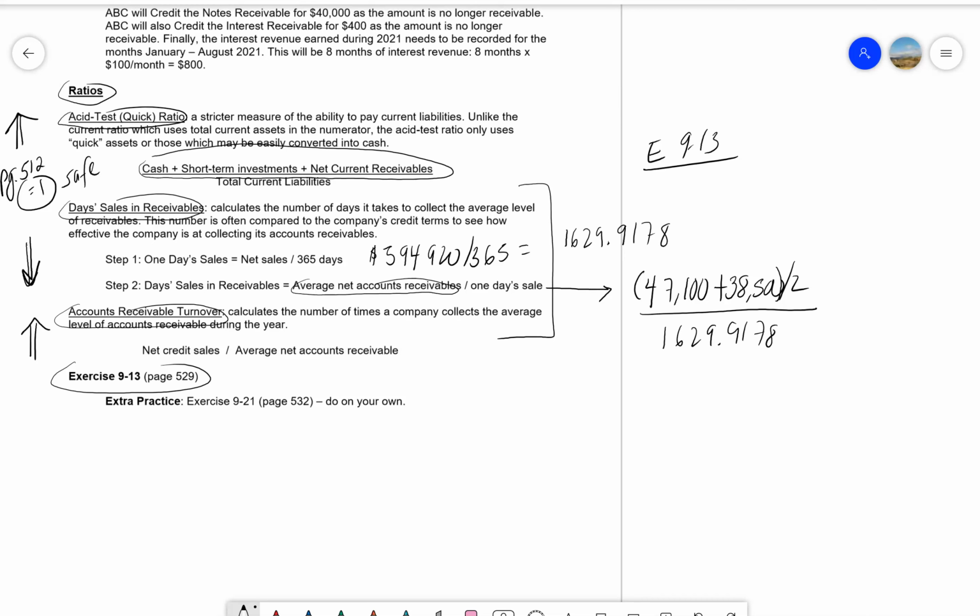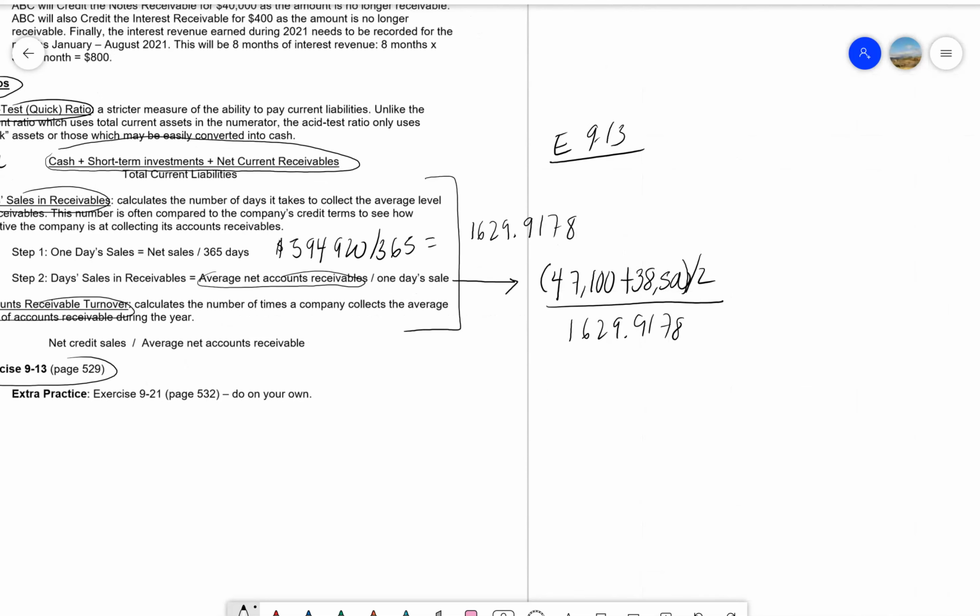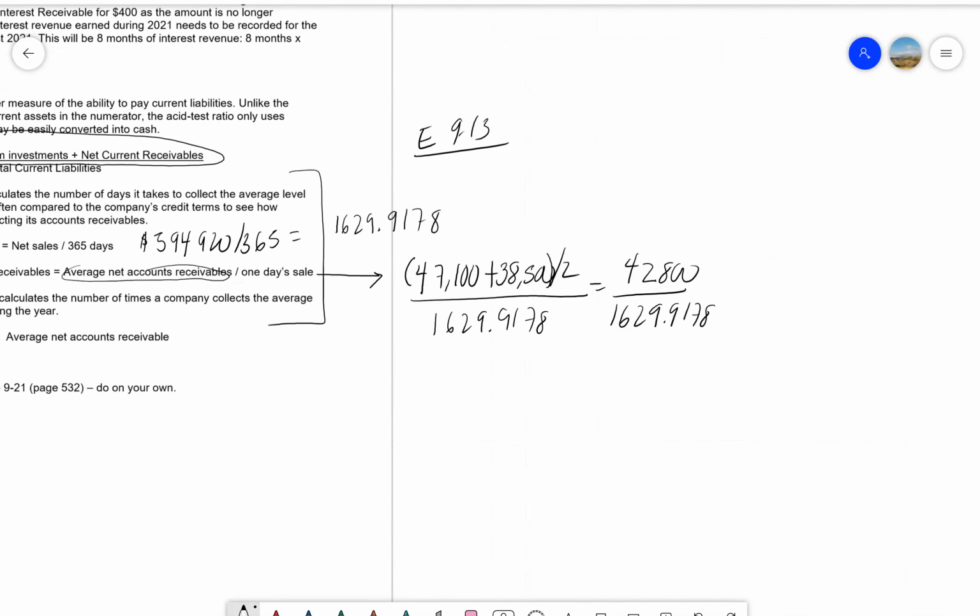1,629.9178. So just work through that calculation. And what you'll get is the average accounts receivable is going to be 42,800 divided by the numerator. And that's going to give us days sales in receivable of 26.26 days. So all we're saying is that it takes this company around 26 days to collect their accounts receivable.